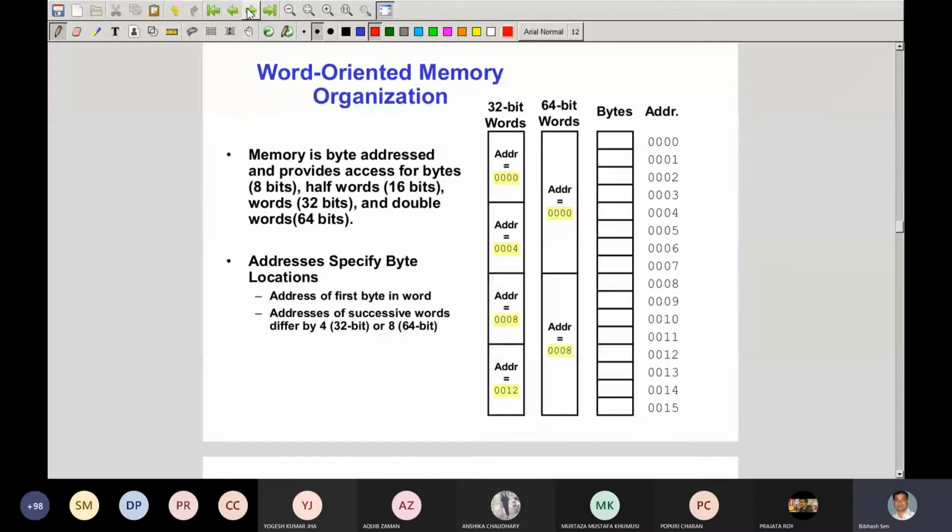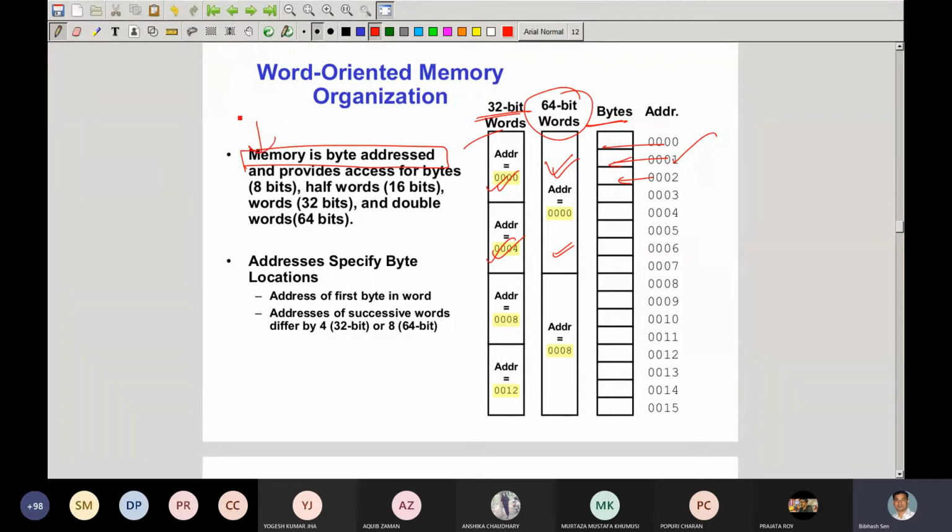Now you will find word oriented memory. I have told you that computer memory is byte addressable. You can store 1 byte per particular location. Sometimes you can use this format, and sometimes you can use a 32-bit word as a particular memory location. Here 1 byte per location, here 64-bit word, or you can say bytes per location, and here 32 bits per location. Likewise, memory is byte addressable.